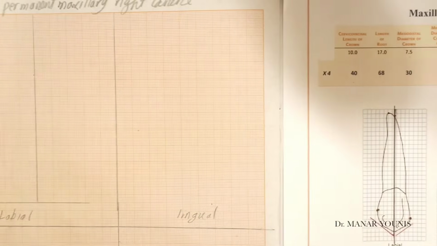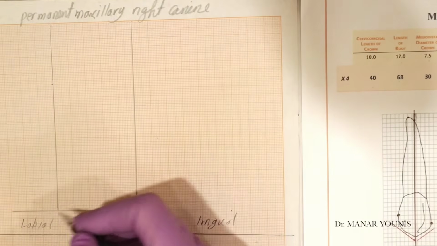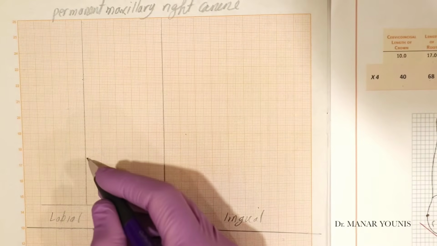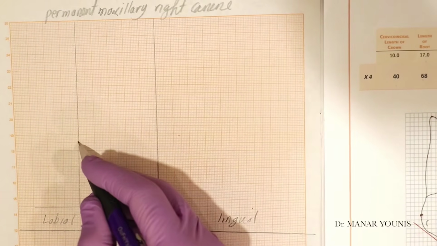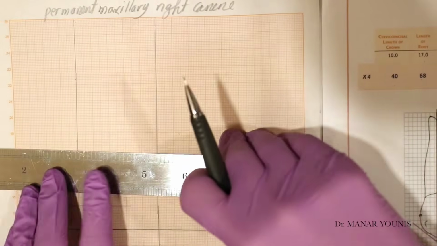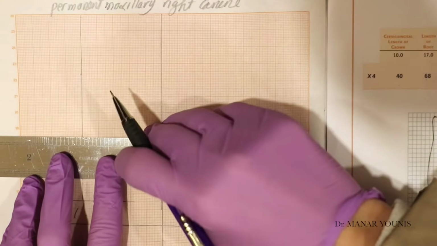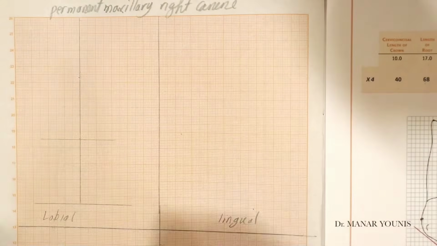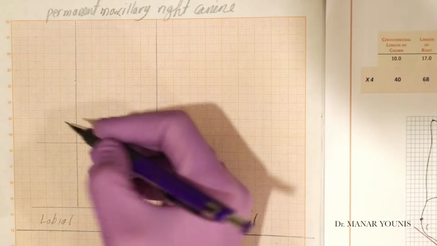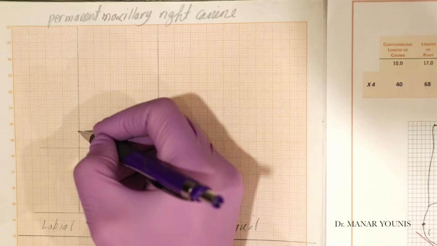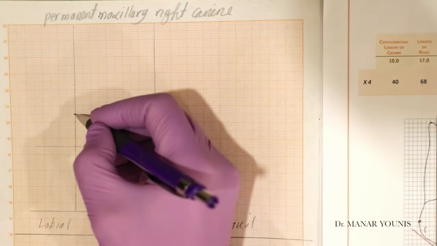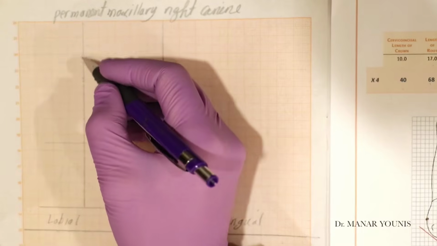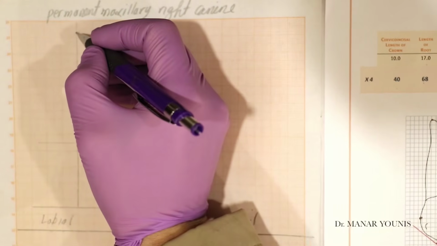First, I will mark the length of the crown, which is 10 millimeters or 40 after magnification. This is 10, 20, 30, and this is 40. The length of the root is 17 or 68 after magnification: 10, 20, 30, 40, 50, 60, and this is 68.